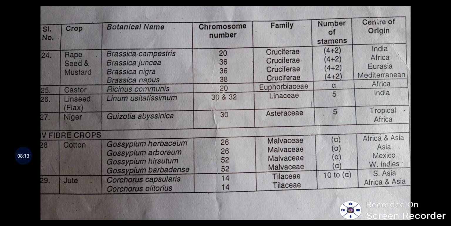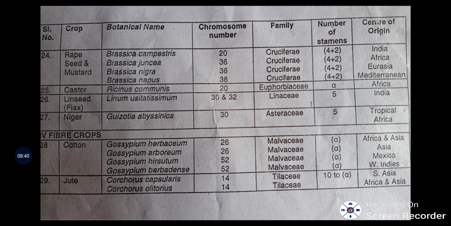Coming to rapeseed and mustard, we can find a huge amount of diversity in rapeseed and mustard. As you can see, many of the vegetables like cabbage, cauliflower, then many of the cole crops which belong to this Brassica oleracea, botanically described, and rapeseed and mustard, they are again in Brassica campestris, juncea, nigra and napus. We'll discuss one by one.